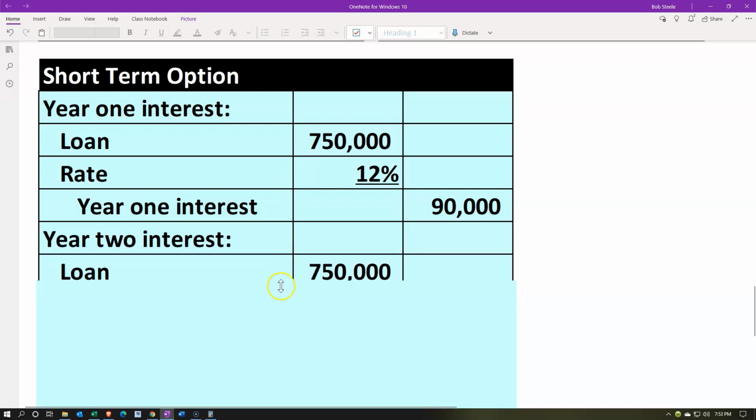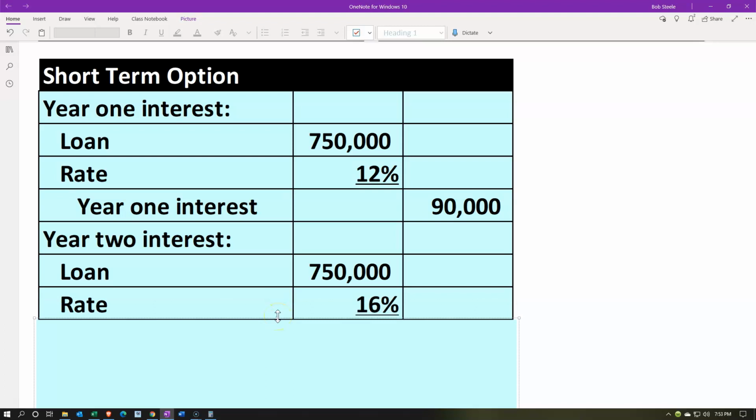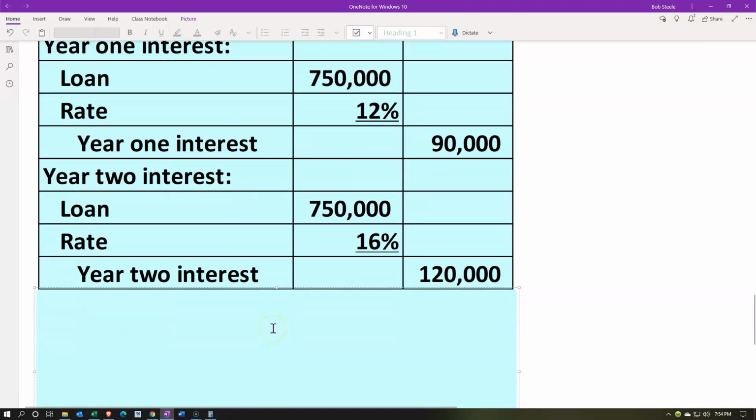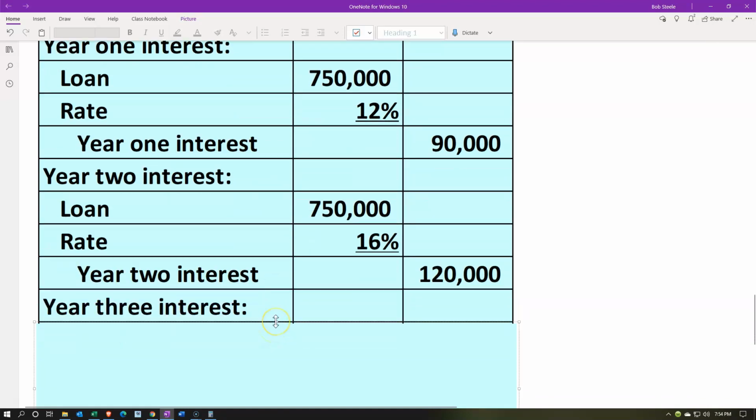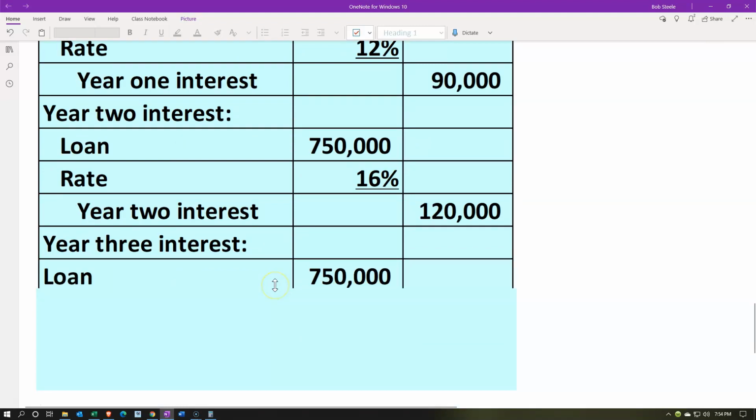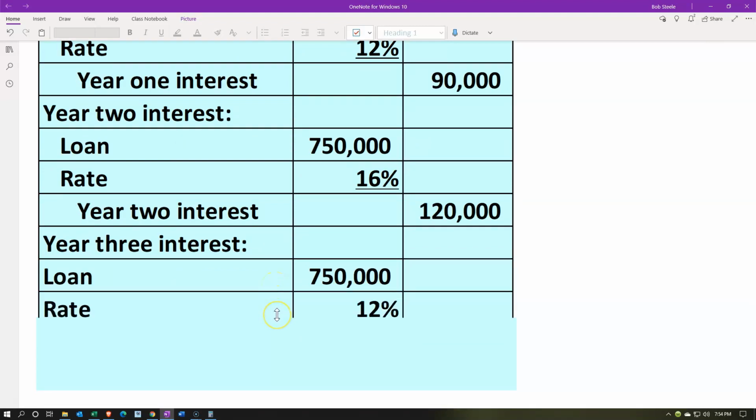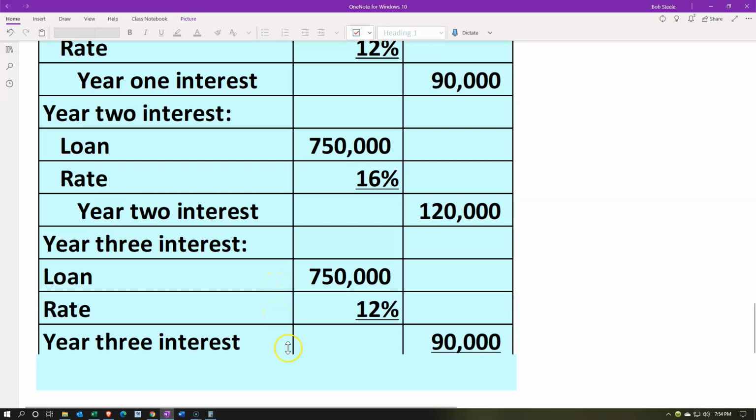Then in year 2, we have the $750,000 loan, possibly having to roll it over again, or possibly having a loan set up in this way, or possibly having a loan that has a flexible rate, which could add some risk to what's going to happen. So $750,000, we're going to assume the 16%. 750 times the 16% is now $120,000 for the second year. And then year 3, same process. We're going to roll it over once again. $750,000 times the 12%. Once again, that gives us the $90,000 for the third year.